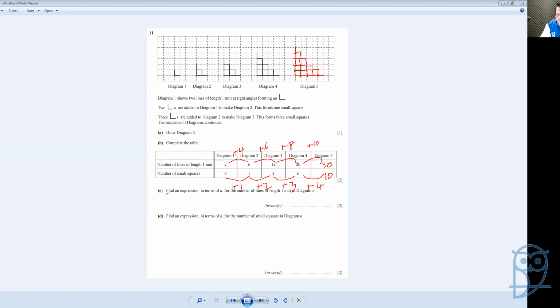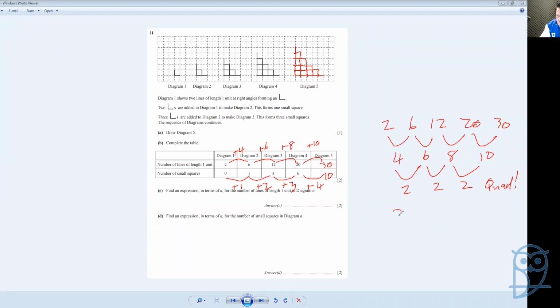All right. Find an expression in terms of n for the number of lines of length of unit 1 in diagram n. So we are going to take this pattern, 2, 6, 12, 20, and 30. We need to check what kind of pattern it is so we know what formulas to use. So the difference is 4, difference is 6, difference is 8, and difference is 10. Not a linear. So we go again.